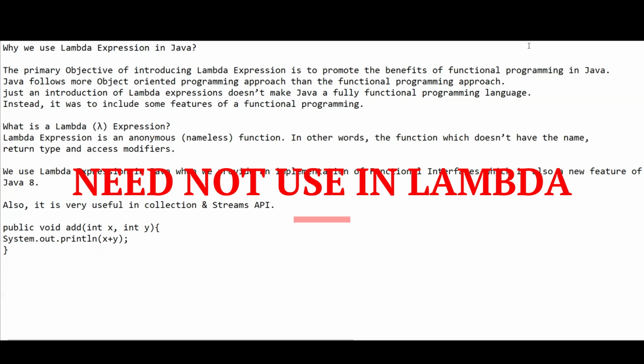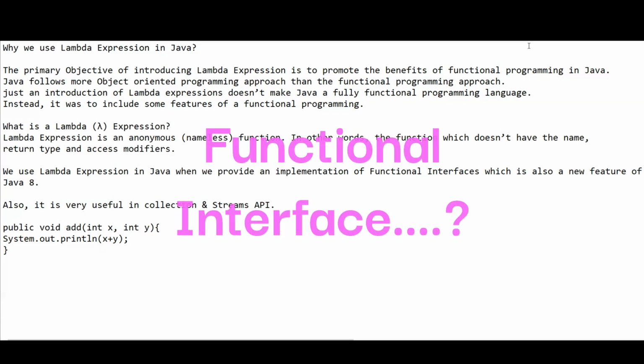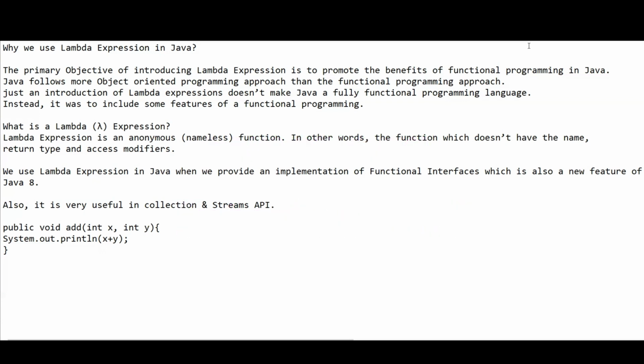And what is the primary use case of Lambda expression? Lambda expressions are widely used in combination with functional interfaces. We mainly use them to provide an implementation for the functional interface. So, what is a functional interface here? We will come up with a detailed explanation of functional interfaces in a separate video, but at the moment, a functional interface means an interface which has a single abstract method.